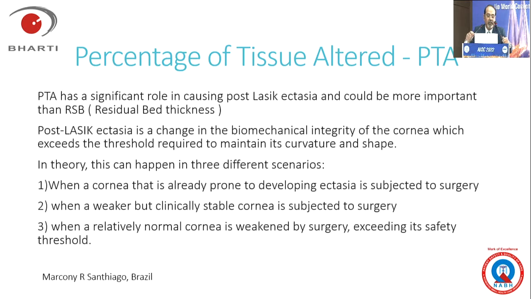Percentage of tissue altered plays a significant role in causing post-LASIK ectasia, and it is a change of biomechanical integrity of the cornea which exceeds the threshold required to maintain its curvature. And in theory, this can happen in 3 different scenarios: when the cornea is already prone to developing ectasia, that we can understand by doing different tests, especially Pentacam or Galilei. When a weaker but clinically stable cornea is subjected to surgery without understanding the biomechanics, and when a relatively normal cornea is weakened by surgery exceeding its safety threshold, where we are removing more tissue than what is acceptable, and the percentage of tissue altered is higher than what it should have been.